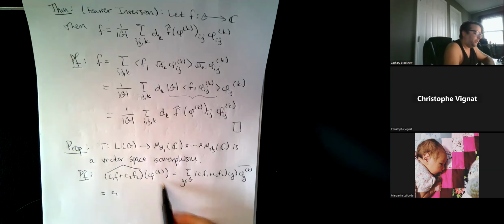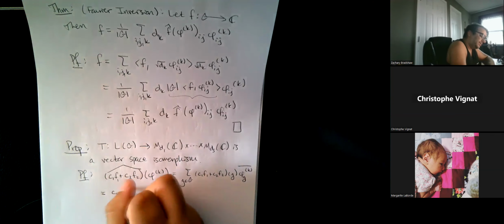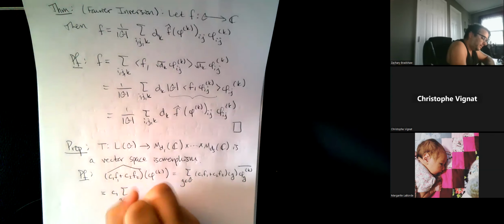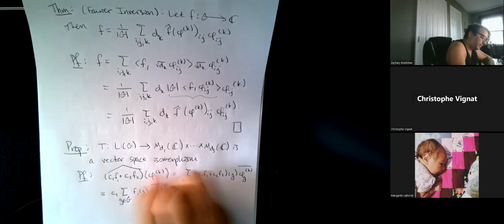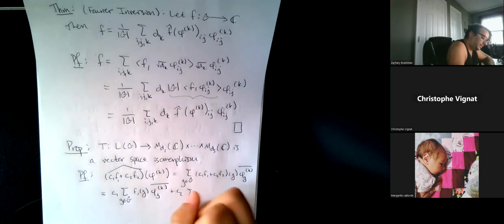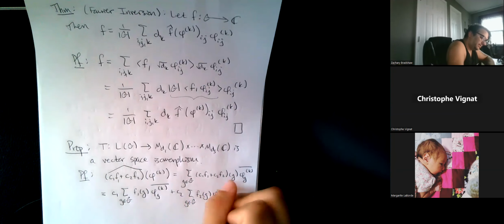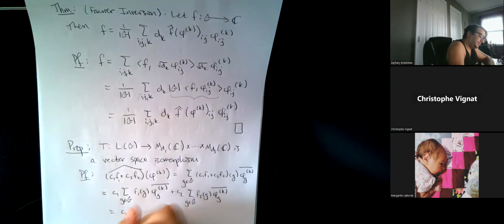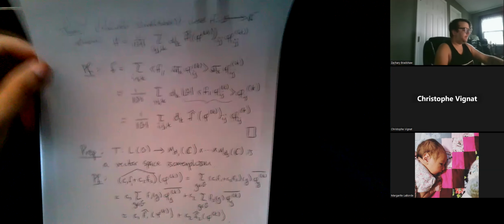I've skipped a step here where we write it as the order of g times the inner product. And this is just the inner product, right? And then there's a 1 over the order of g that was canceled. This is c1 times the sum over g in G of f1 of g times phi g k bar, plus c2 times the sum over g in G of f2 of g times phi g k bar, and that is just c1 times the Fourier transform of f1 at phi k plus c2 times the Fourier transform of f2 at phi k. Okay, so that gives us linearity.